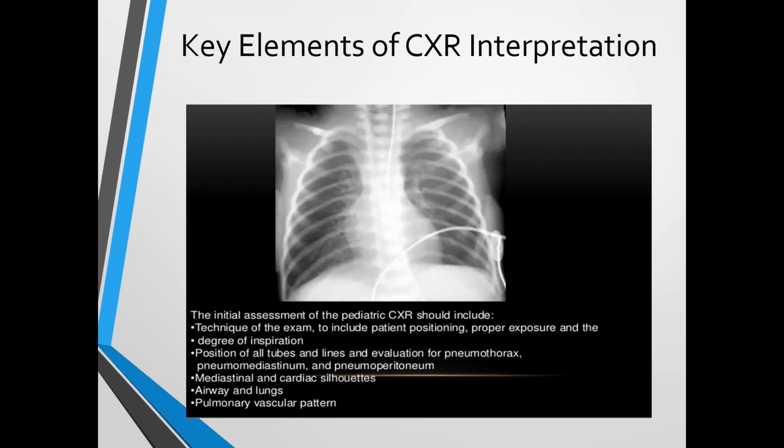Position of all, as I say, tubes and lines, evaluation for these gross abnormalities that will take a little bit of a deeper dive: pneumothorax, pneumomediastinum, pneumopericardium, and then looking at mediastinal and cardiac silhouettes. I kind of referred to them a little bit in the prior slide. Airways and lungs, and then the pulmonary vascular pattern.